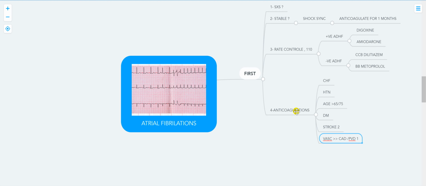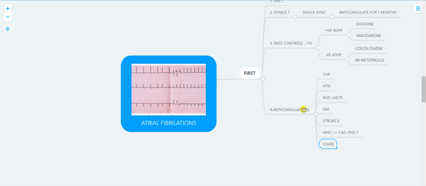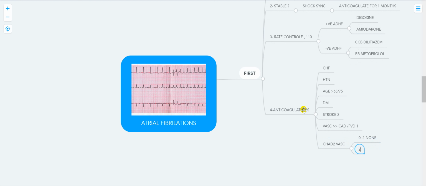Thus we give it 1, 2. Okay, so each one is going to be 1, except the stroke is going to be 2. So this is CHA2DS2-VASc. If it's 0 to 1, we don't do anything. Because if 1, you can either do nothing or anticoagulate, but let's keep it simple. 0 to 1, nothing. If it's 2 plus, then anticoagulate. Okay?